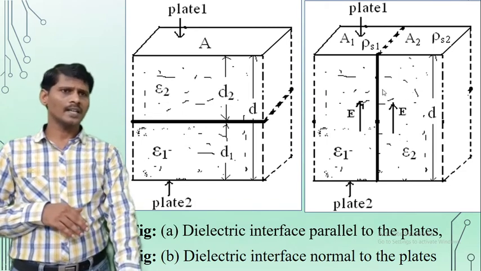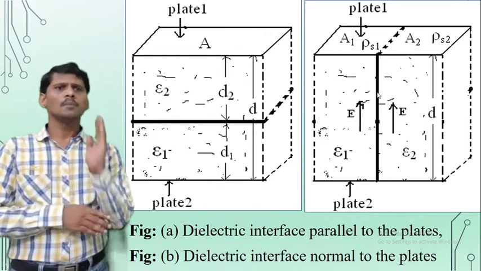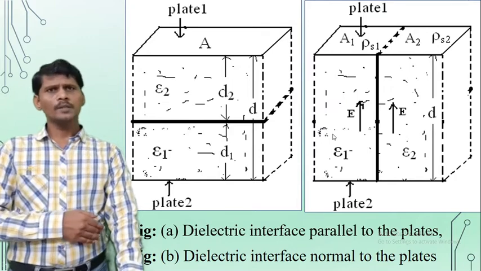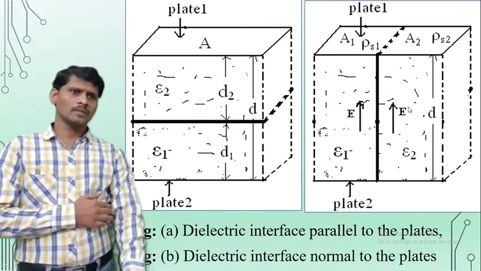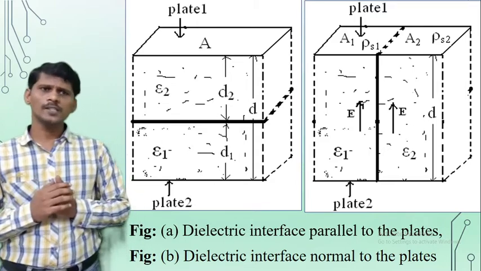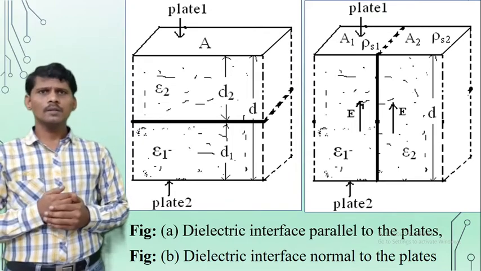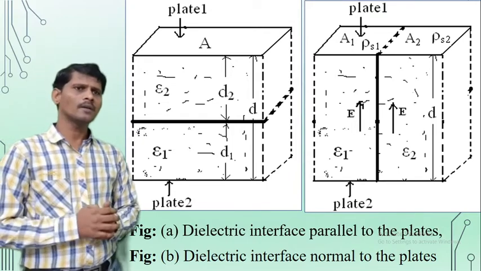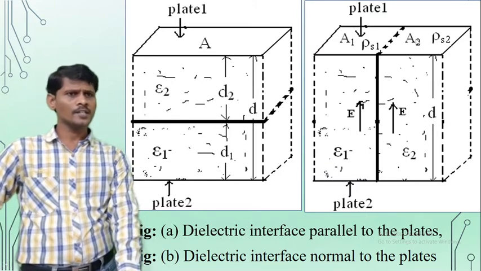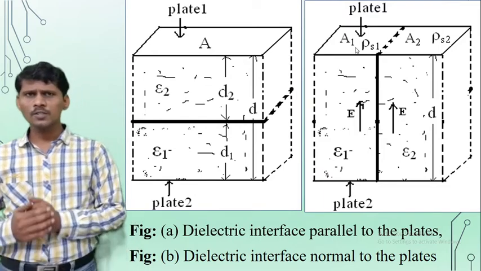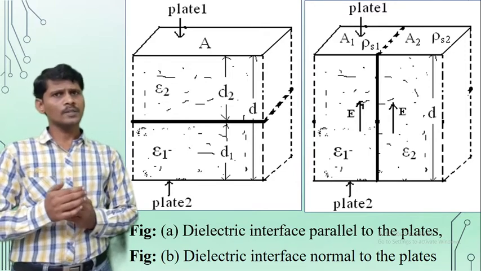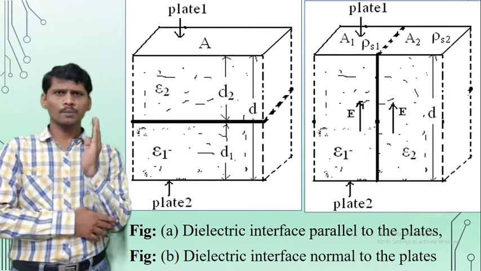In figure B, the dielectric interface or boundary is considered perpendicular to the plates. Here also, space 1 is filled with permittivity epsilon 1 and space 2 is filled with permittivity epsilon 2. The two plates are separated by distance d. In space 1 and space 2 there is the electric field intensity E bar, and here the area is A1, here the area is A2. In this, the surface charge density is rho S1, in this the surface charge density is rho S2, for the dielectric interface considered perpendicular to the plates.